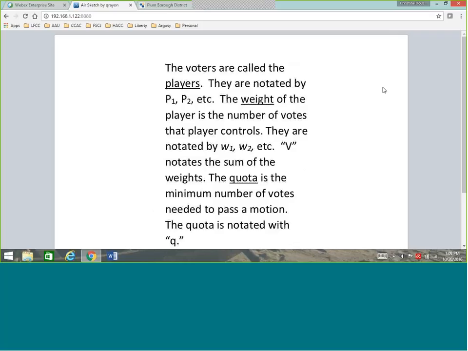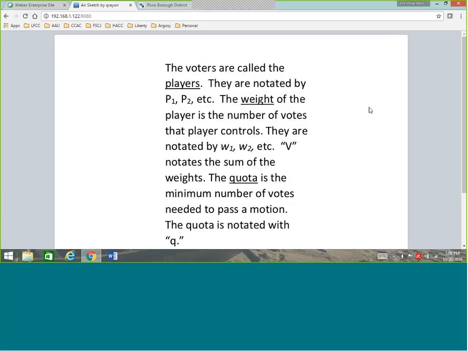The voters are called players, and they are noted with the capital P with a little subscript. The subscript is just saying basically first player, second player, third player, and so on. And the weight of the player is the number of votes that the player controls. Those are lowercase w's for each weight. So w sub 1 is player 1's weight, w sub 2 is player 2's weight, and so forth.